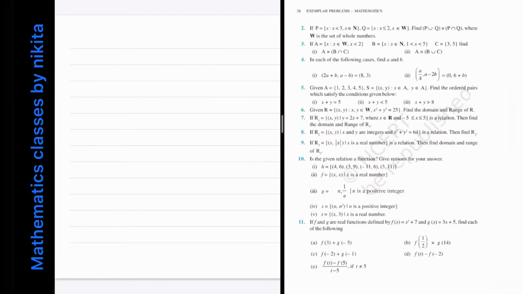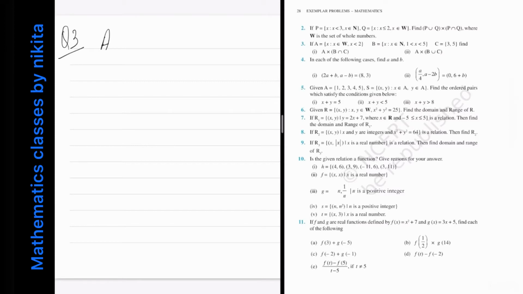Given is that A is equal to all those x such that x belongs to W, x is less than 2. B is equal to all those x such that x belongs to N, x is between 1 and 5, and C is equal to {3, 5}. You have to find A cross (B intersection C) and then A cross (B union C). So let's do this question number 3.